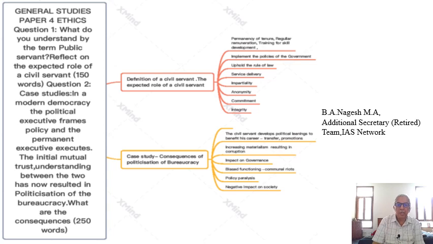So there is a biased functioning, there is impact on governance, and as I also mentioned, the civil servant cannot be impartial in times of crisis. We gave the example of a civil servant belonging to a particular district posted to his place of choice. Thereby, he cannot effectively discharge his function. Say, in a case of communal riots, he will obviously side with one party and act against the other party. There is policy paralysis and the negative impact on society. These are the consequences of the politicization of bureaucracy.